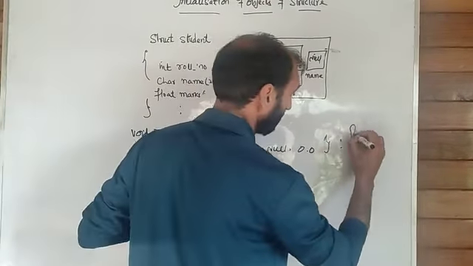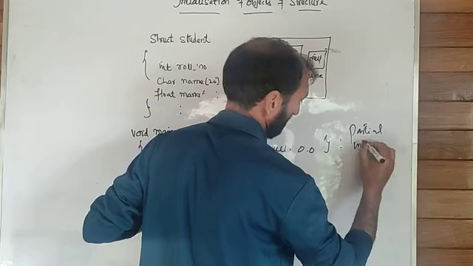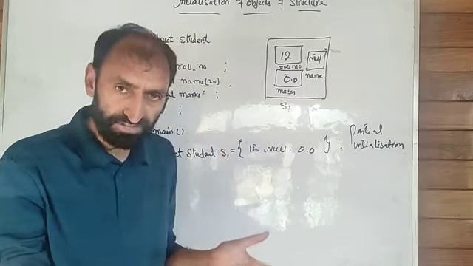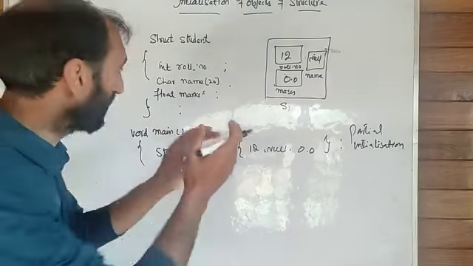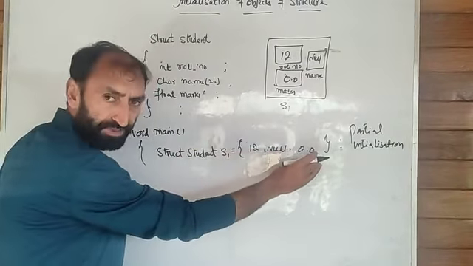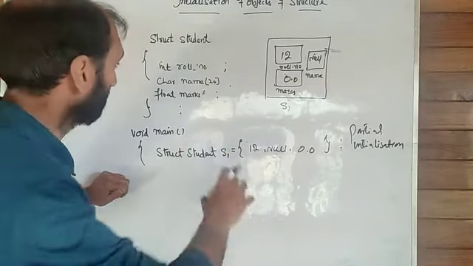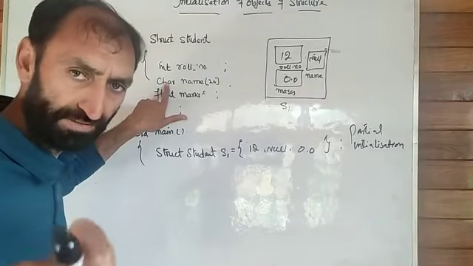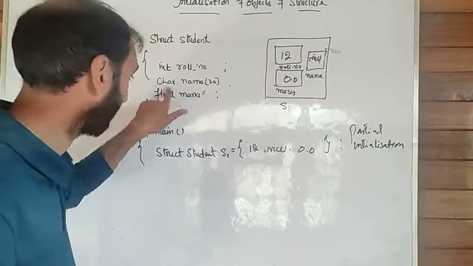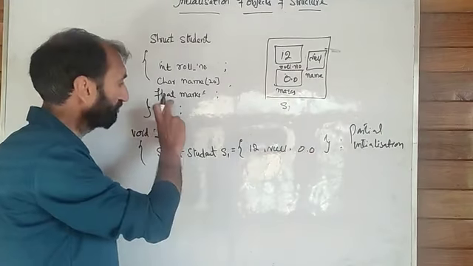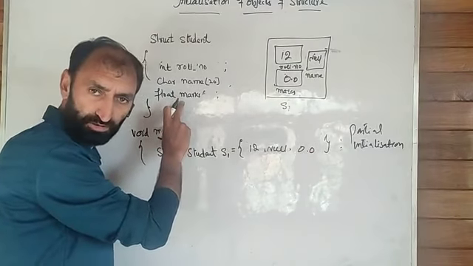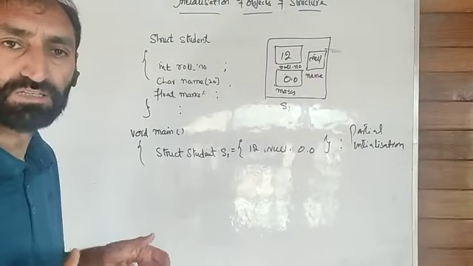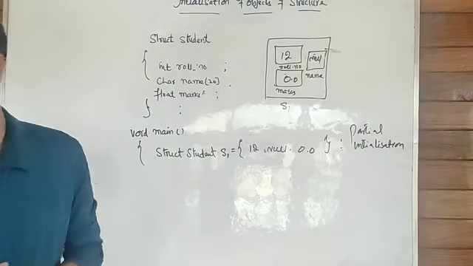It is called partial initialization. In case of partial initialization, that means if we initialize only the first member of the structure, then in the rest of the members the compiler by default will store null for char and string. If I have declared a char, the compiler will store null here, or if I have declared this member as a string, it will store null. And 0.0 for float. So we should take care of these things while we are going to initialize the structure members.